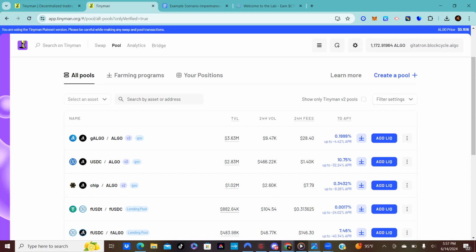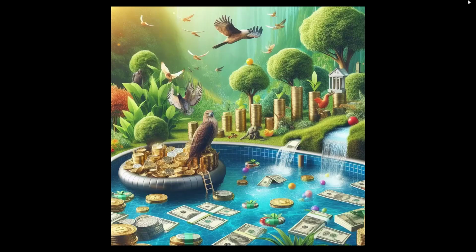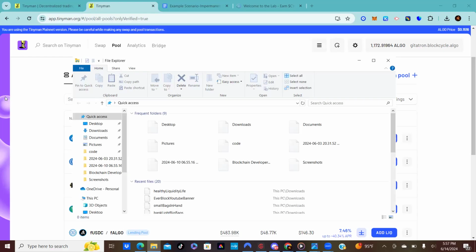Okay, so let's look at what an unhealthy liquidity pool looks like. Okay, so where is that in there? It would be the opposite of this. Give me just a second. Grab something off screen here.